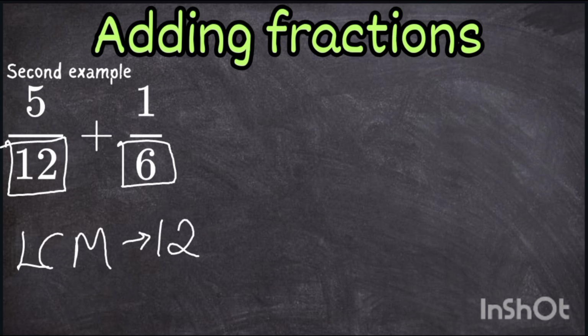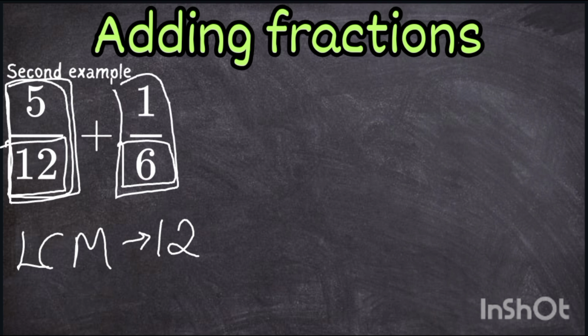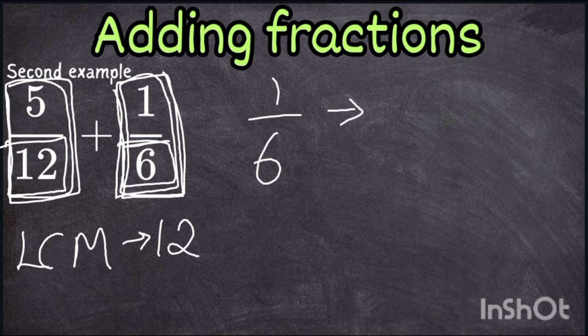Here 5/12 already has the denominator of 12, so we don't need to convert that. But 1/6 does not have the denominator of 12, it has the denominator of 6, so we need to convert that. For 1/6, we need to see what we multiply with 6 to get 12. If you multiply 6 by 2, we get 12.